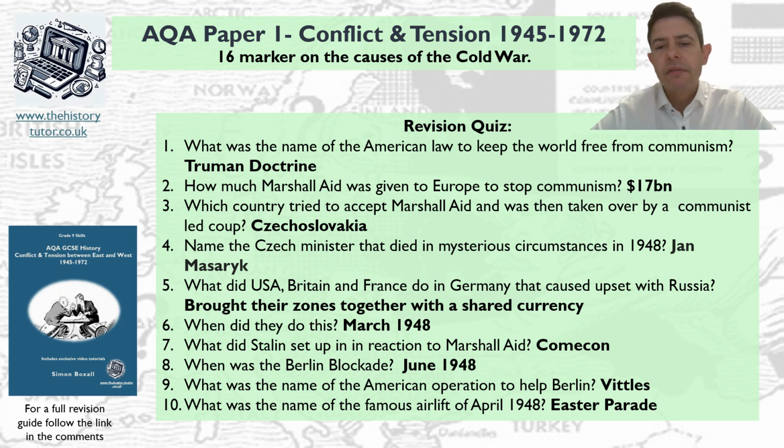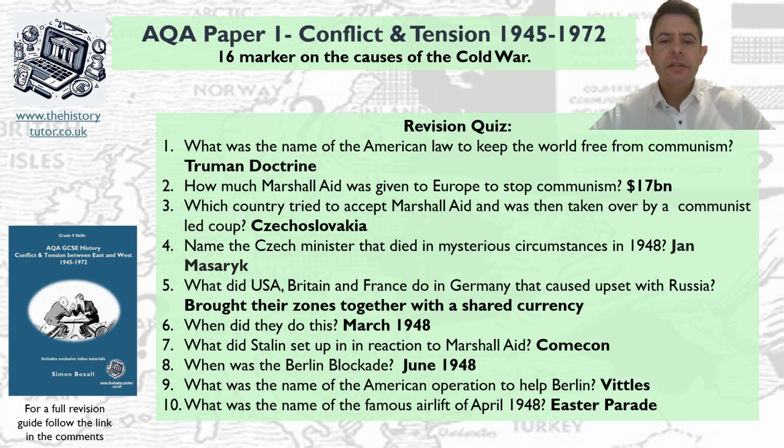What did the USA, Britain and France do in Germany that caused upset to Russia? Well, they planned to bring their zones together. Remember, Germany was split into 4 zones, and they started to bring the Western zones together with a shared currency. Of course, they wanted to develop Germany and make it great again for trade, whereas Russia maybe wanted Germany weak and to take things off them. So a division began there around Germany. When did they put their zones together in the West? Well, this was March 1948.